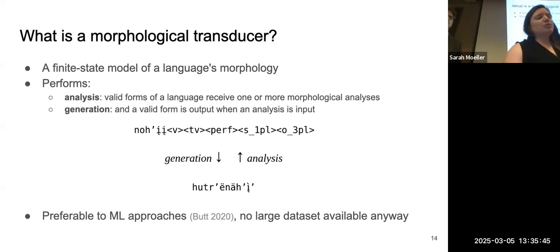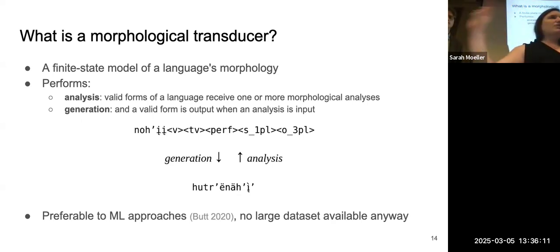the transducer, it will be able to spit out first, this is some form of the word nohi, which is our lemma, our sort of canonical form in Han. That's a verb, as in the brackets V. In the next brackets, we have TV, transitive verb. It's a perfective conjugation of that. Moving one further, it is a subject that is first plural, and finally it is an object that is.